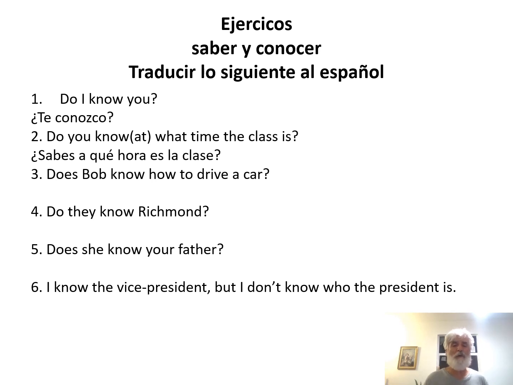Does Bob know how to drive a car? This is a skill. So we're going to use saber. Sabe conducir un auto Bob. Conducir means to drive. You often will hear manejar. So sabe manejar un auto Bob. Again, the word order here is a little interesting, but the important thing to notice is that you use the verb saber. We could have said sabe Bob conducir un auto, but in Spanish we can put Bob at the end of the sentence.